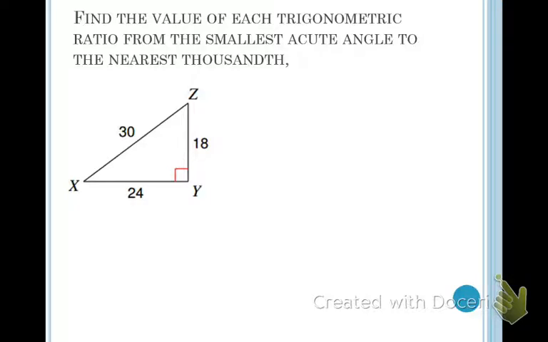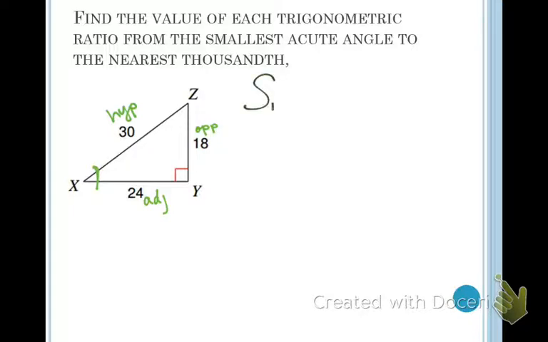That's the first question. All right, so we're going to find the value of each trig ratio from the smallest acute angle to the nearest thousandth. We are actually going to also leave it as a fraction because your quiz tomorrow, I believe, wants a fraction. So before we do anything, we need to figure out which is the smallest acute angle. X. Why is it x? Because 18 is the smallest. Yeah, it's across from the shortest side. Good. So that means 18 is my opposite. What's my hypotenuse? 30. And then my adjacent is 24.